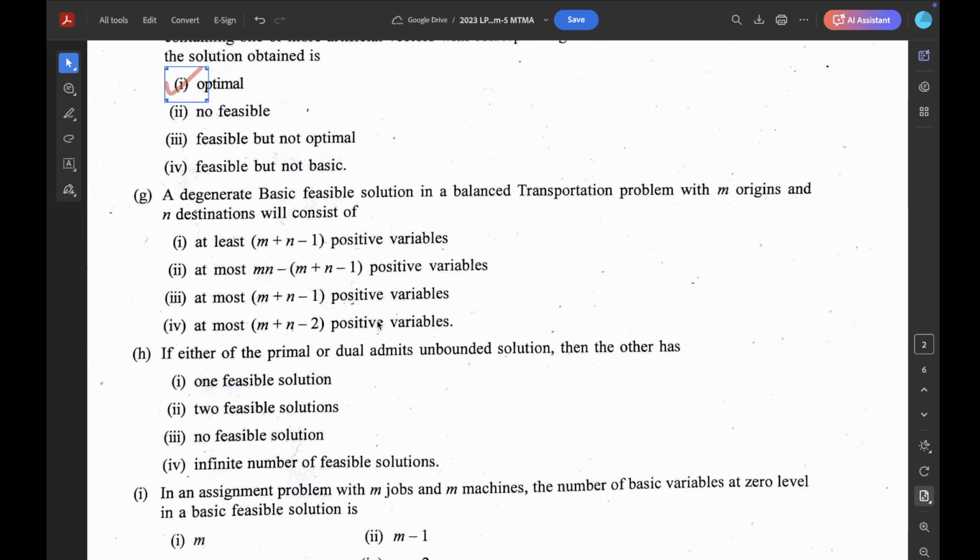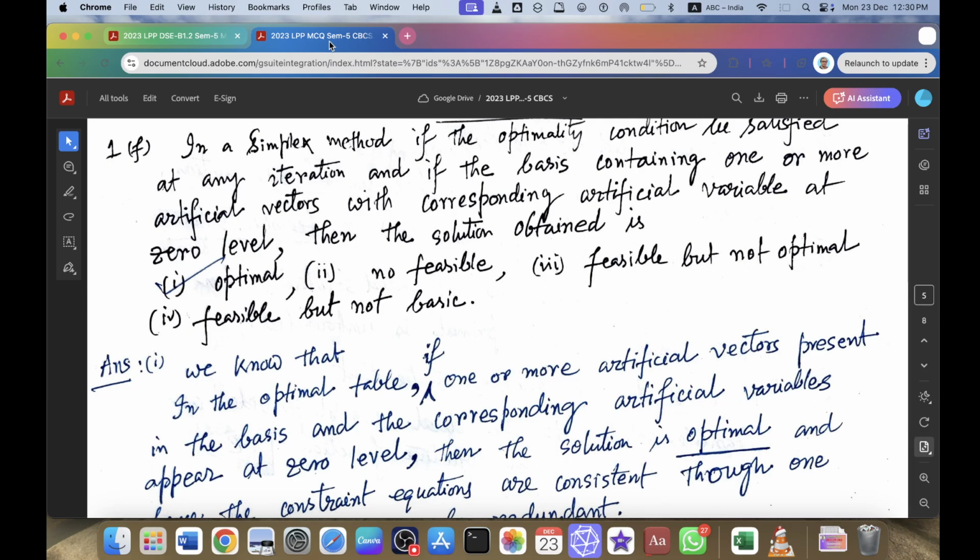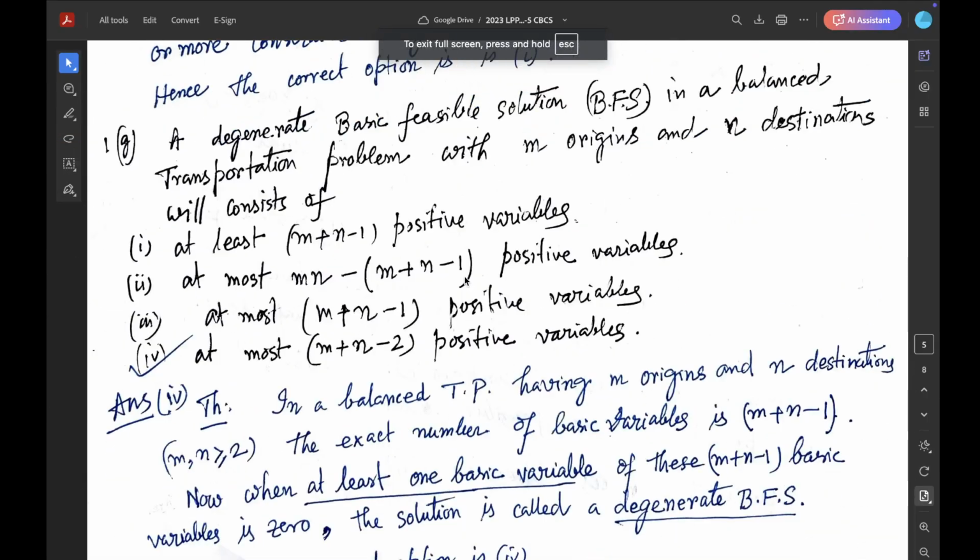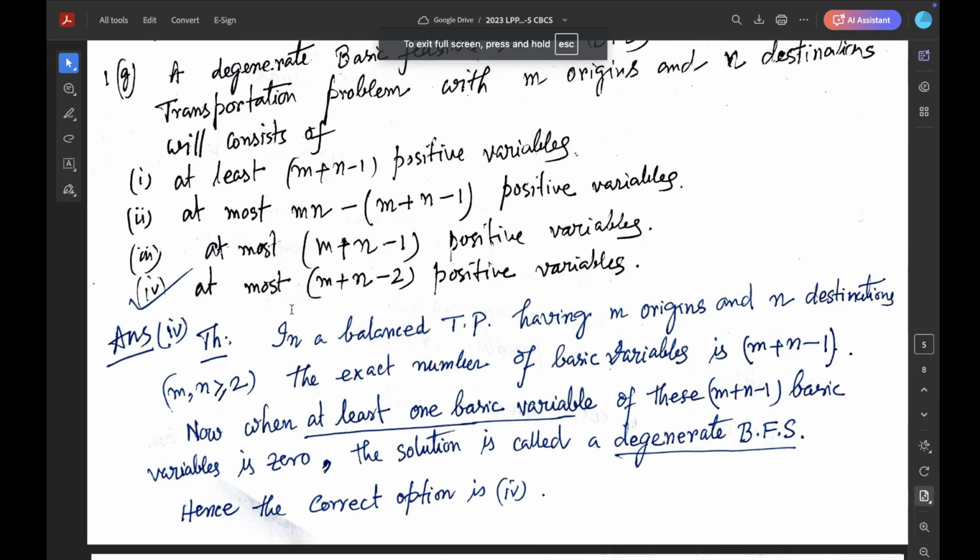Question 1G. A degenerate basic feasible solution in a balanced transportation problem with m origins and n destinations will consist of: option 1, at least m plus n minus 1 positive variables; option 2, at most mn minus (m plus n minus 1) positive variables; option 3, at most m plus n minus 1 positive variables; option 4, at most m plus n minus 2 positive variables. Correct option is 4.